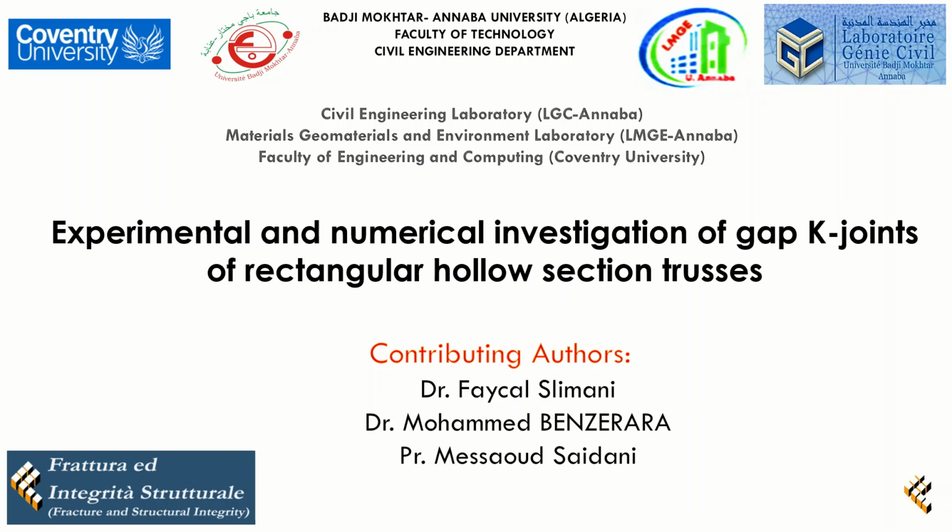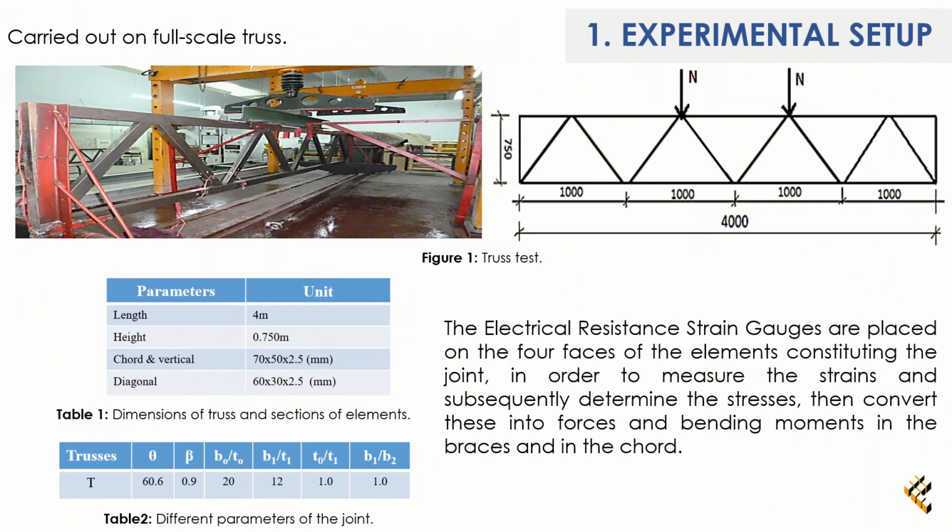Our contribution is entitled Experimental and Numerical Investigation of Gap K Joints of Rectangular Hollow Section Trusses. We find in Figure 1 the experimental test setup, with the dimensions of the truss in Table 1 and different parameters in Table 2. The electrical resistance strain gauges are placed on the four faces of the element considering the joints in order to measure the strains.